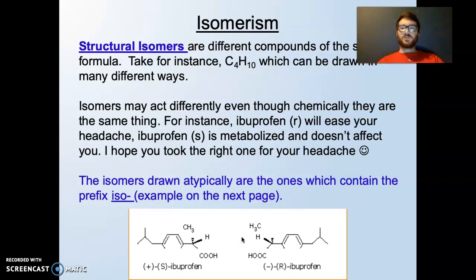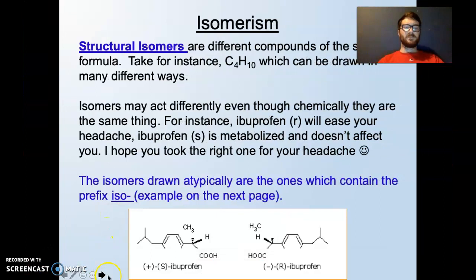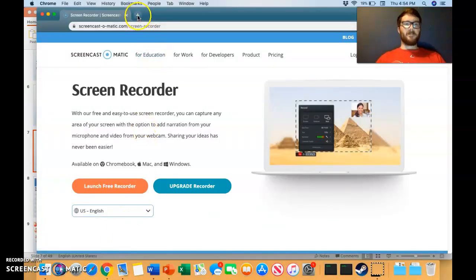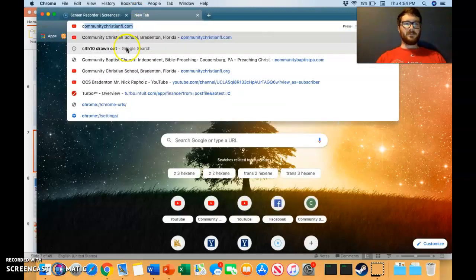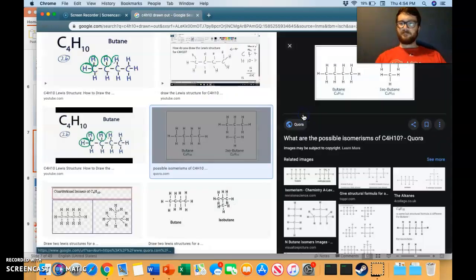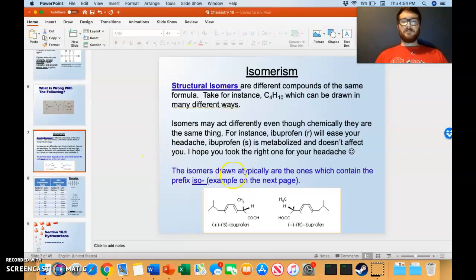Isomers drawn strangely always begin with iso. So you saw in the last example we had, oops, I just had it up. C4H10 drawn out. Let's bring it back up. A butane. This is butane, this is isobutane, drawn differently. There you go. Now, let's continue on.